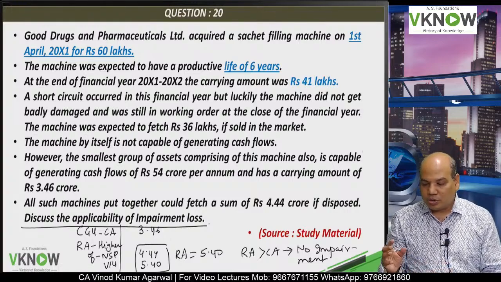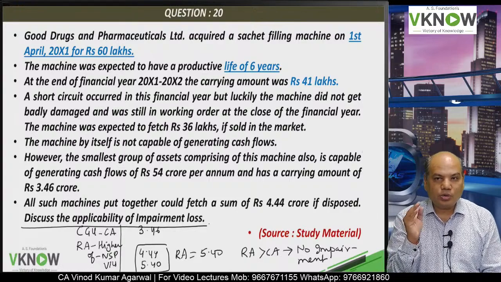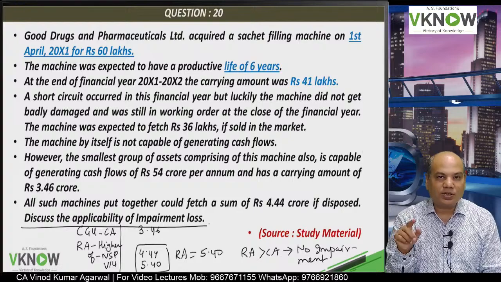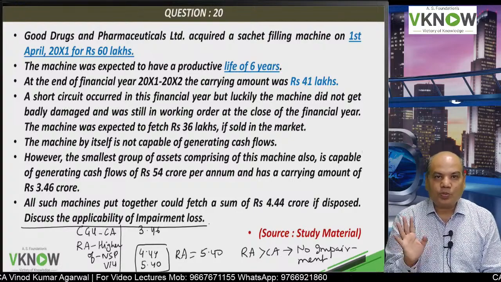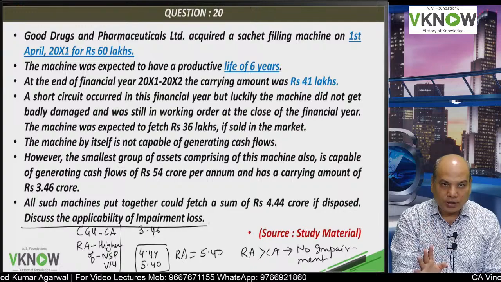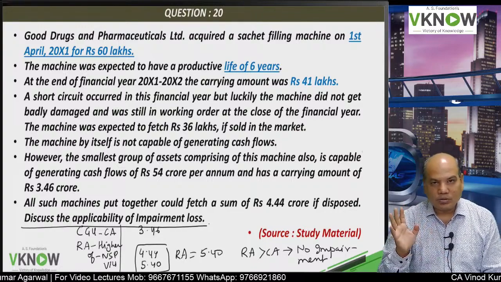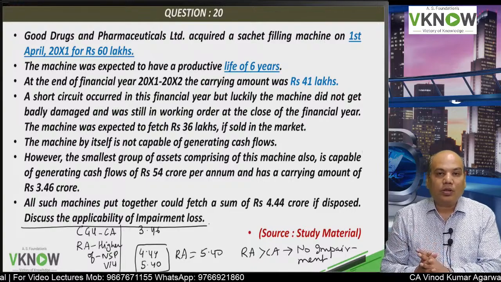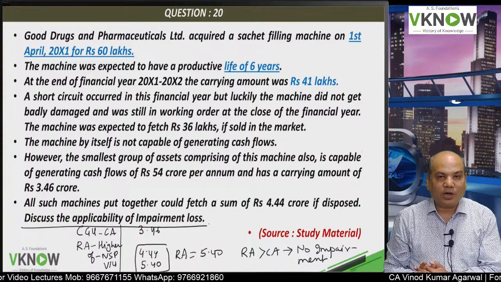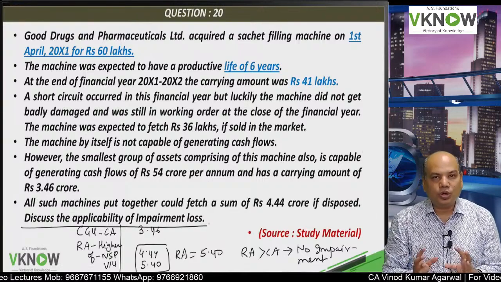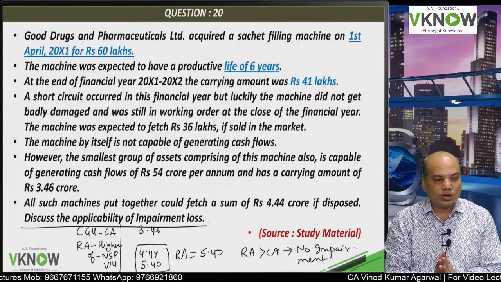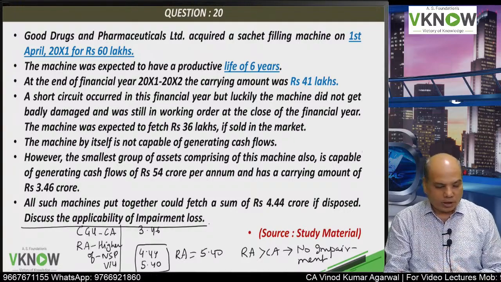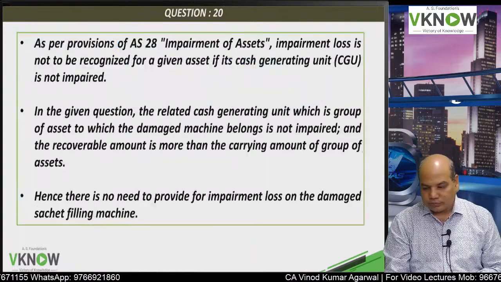But then, because there was an indication of impairment, you may find out whether its scrap value which you considered earlier should be revised, whether the useful life which you considered earlier should be revised. So if there is an indication of impairment of an asset, you may have to revise its scrap value or useful life, even though you don't need to provide the impairment loss because it's a part of the CGU and the CGU is not impaired. That will be the answer to this question.